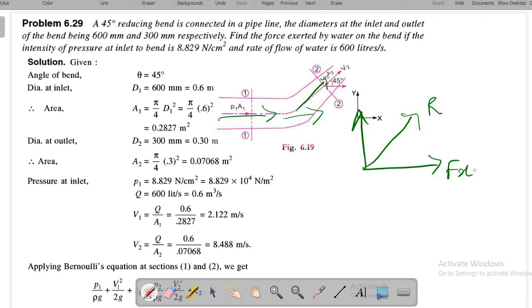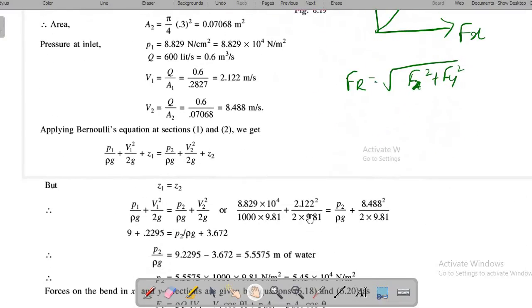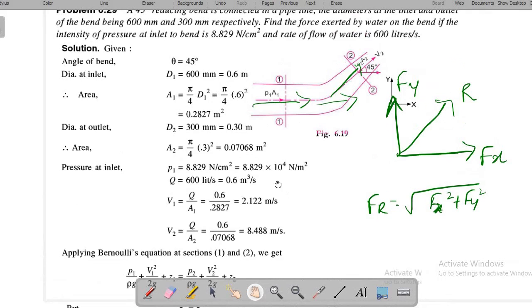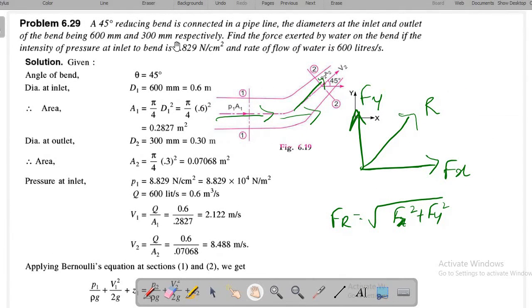So this total resultant force will be calculated by using the total net force along the x direction and along the y direction. Using that we are going to find the resultant. That resultant will be root of Fx square plus Fy square. Okay, so using this we calculate this. Okay, so let us start with this.